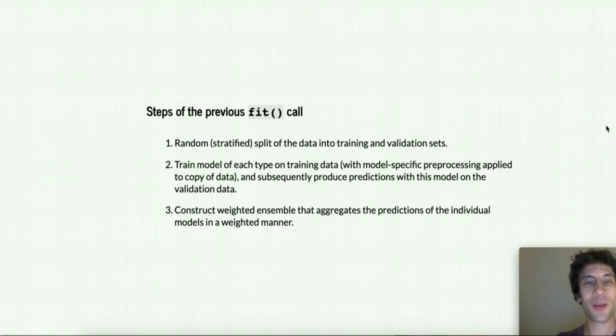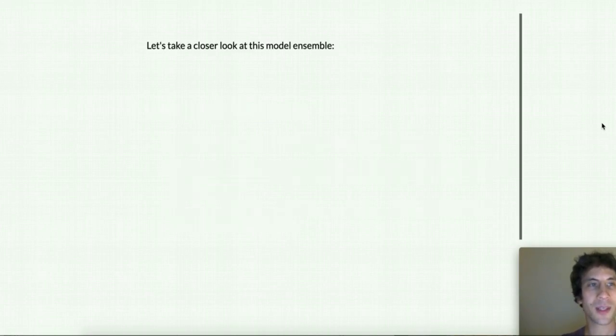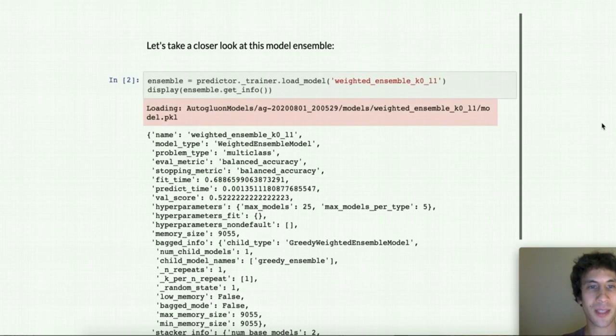What happened in the previous fit call? So as we've said before, the high-level operations include splitting the data into training and validation sets, training a model of each type on just the training data, with model-specific preprocessing applied to a copy of this data, and subsequently scoring this model on the validation data by producing predictions for each validation data point. Finally, we construct a weighted ensemble that aggregates the predictions of the individual models in a weighted fashion. Let's now take a closer look at this model ensemble.